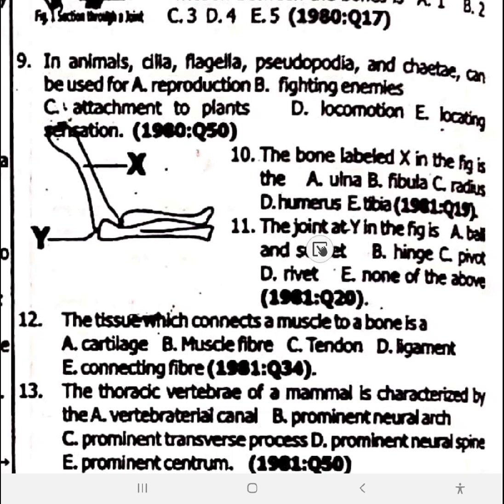Number 11, the joint at Y in the figure. In this figure, there are different types of joints. We'll take down a couple. The hinge joint. Any joint that works like a door. If you hold on like this, you close them, then open them again. So they work like a door, and they call it the hinge joint.